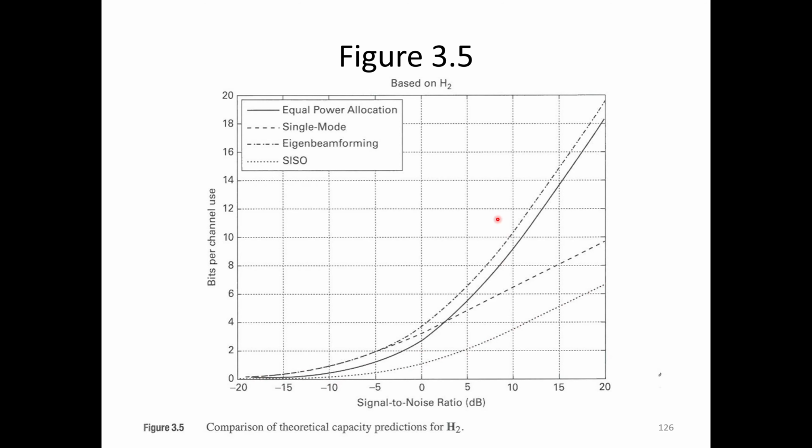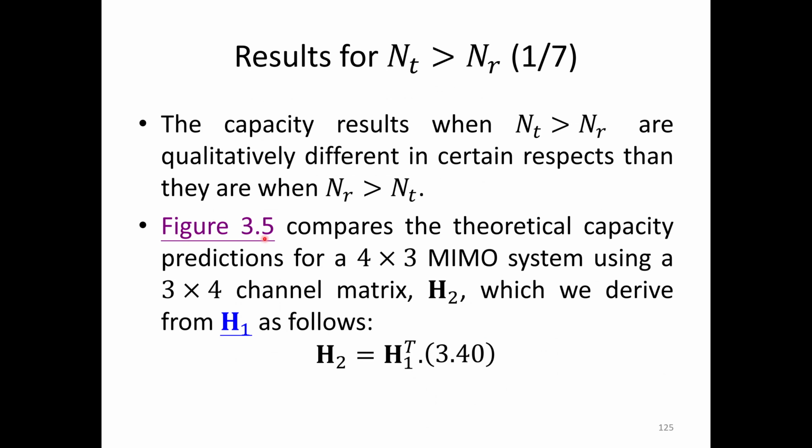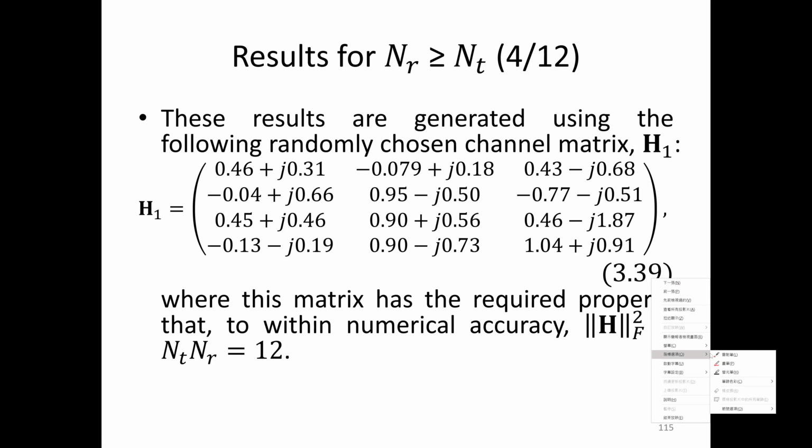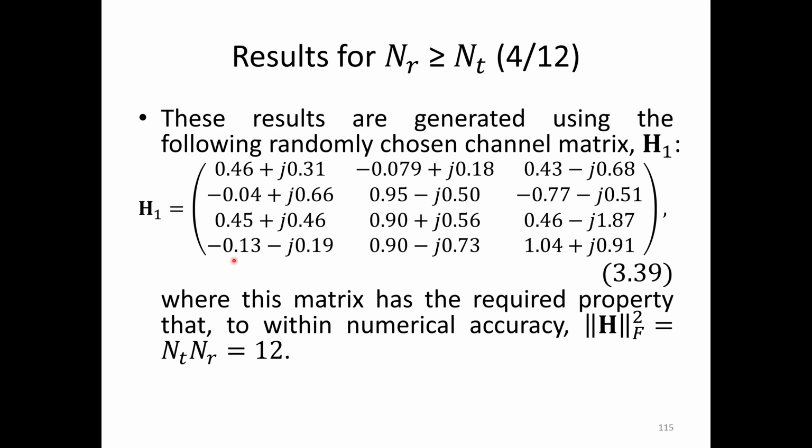Previous page. Figure 3.5 compares the theoretical capacity predictions for a 4x3 MIMO system using a 3x4 channel matrix H2, which we derive from H1. What is H1? Let us review it in page 115. H1 is equal to this channel matrix, which is a 4x3 channel matrix.